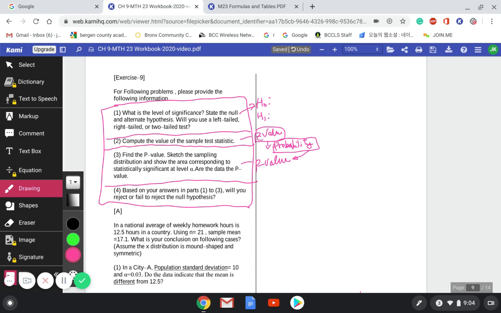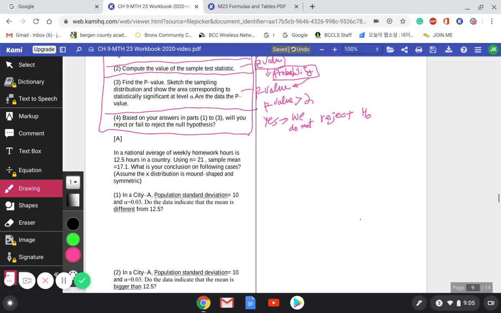And then you compare the p-value with alpha, which is the level of significance. And if that's true, then we do not reject the original statement, or original mean value, the population mean value. So those are the 4 steps that we're supposed to follow.